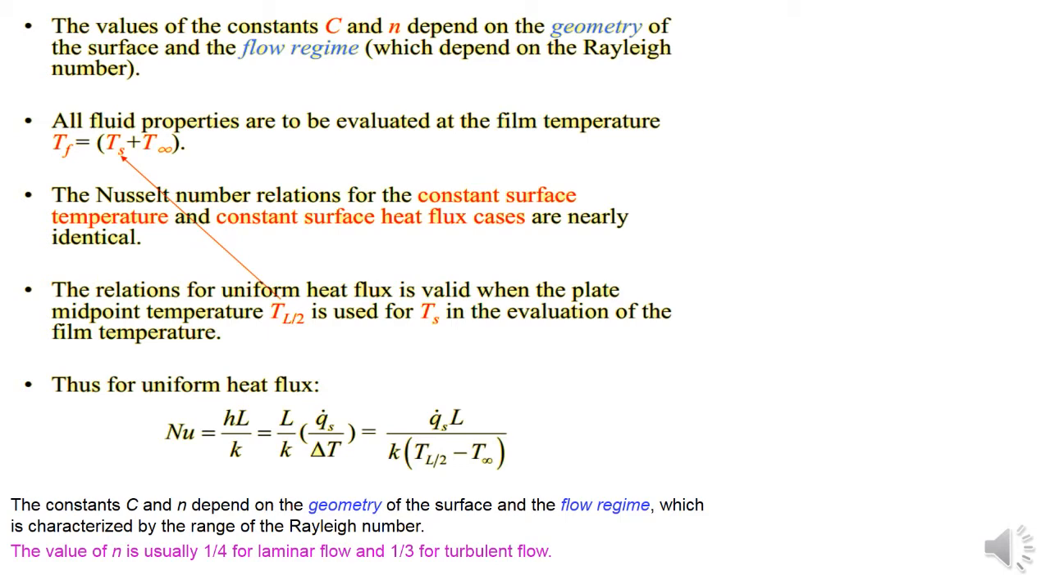So for the constant surface heat flux case, the surface temperature will be replaced by the midpoint temperature of the system. Thus for uniform heat flux, the Nusselt number is as I show in this equation, and the constants C and n depend on the geometry of the surface and the flow regime, which is characterized by a range of the Rayleigh number. Okay, there is a note here. The value of n is usually 1/4 for laminar flow and 1/3 for turbulent flow.